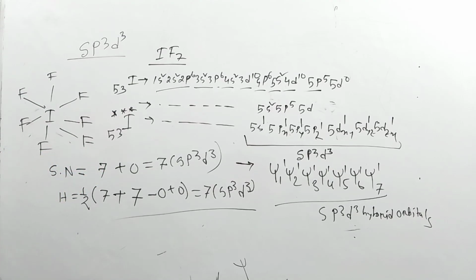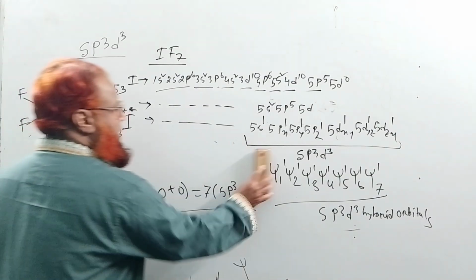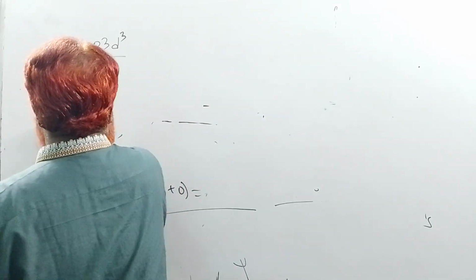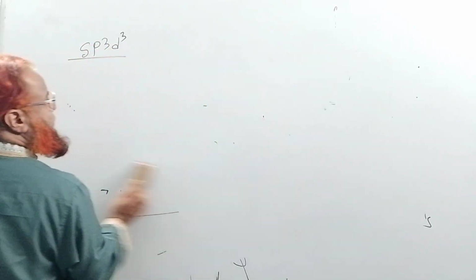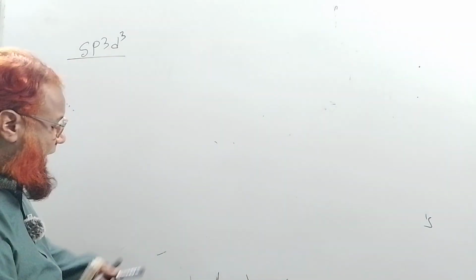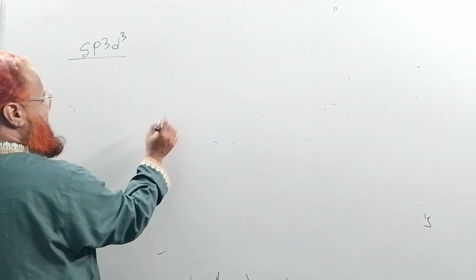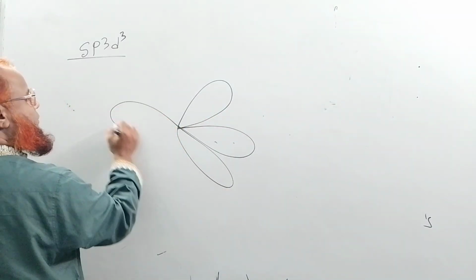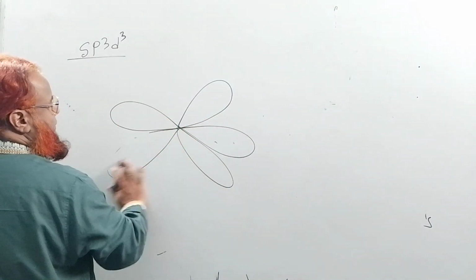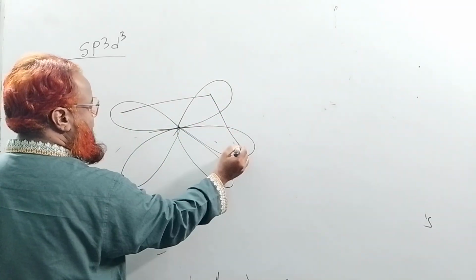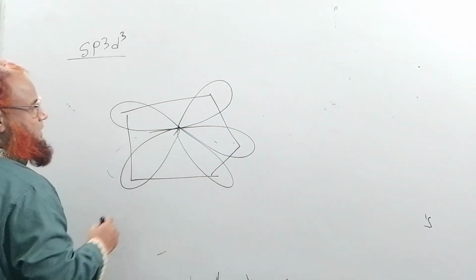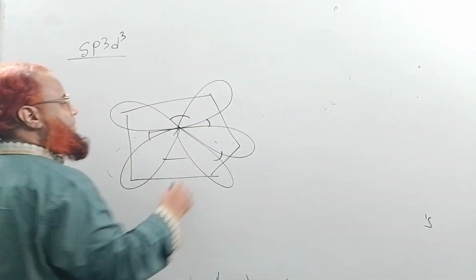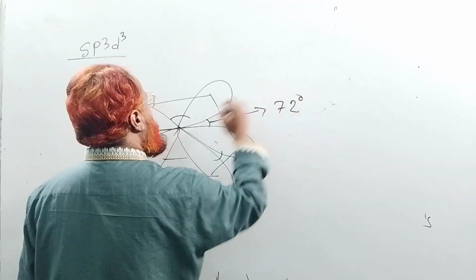Now, let us talk about the diagram. Okay. Now, the diagram, you know that 7 hybrid orbitals will be arranged like this: 1, 2, 3, 4, 5. This is the pentagonal shape. So, this pentagonal shape bond angle is what, 72 degree, because 360 divided by 5. So, their bond angle is 72 degree.